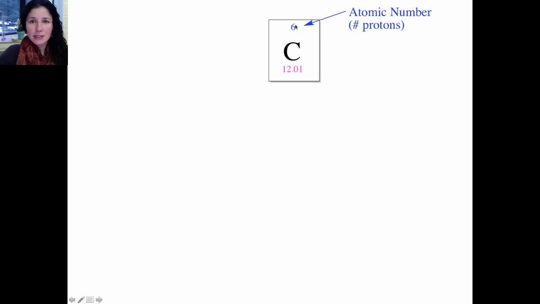So here we have the atomic number, and that tells you the number of protons in any element. It also means the number of electrons in a neutral atom. This number here is called the atomic average mass, and we're going to talk a little bit about that in your in-class activity. But it's the average mass of carbon atoms.